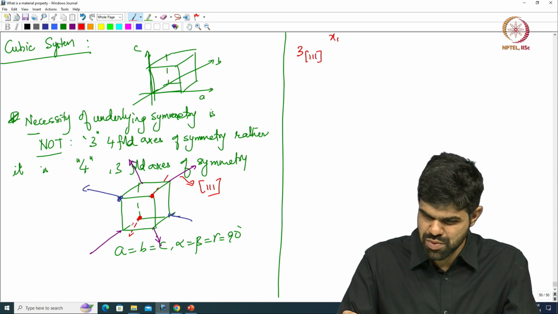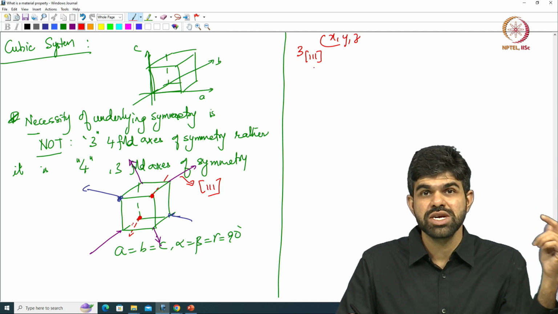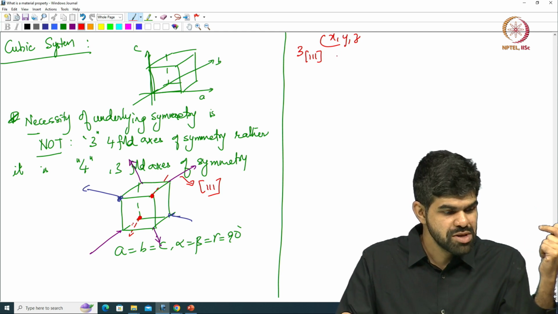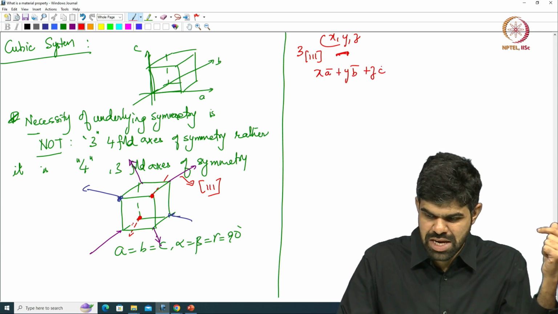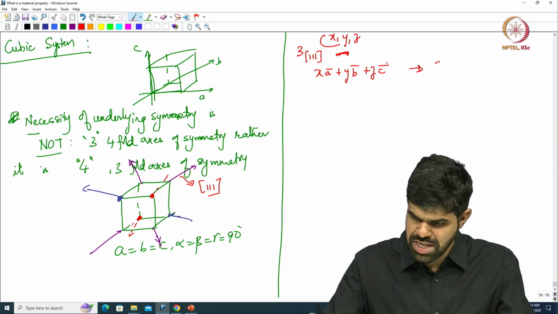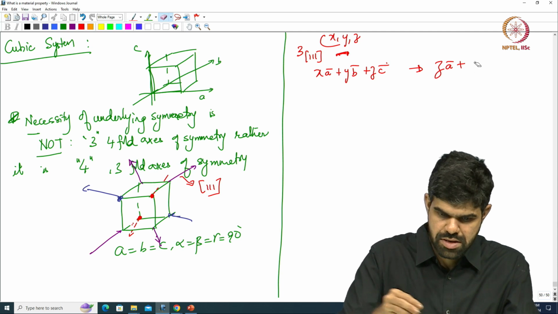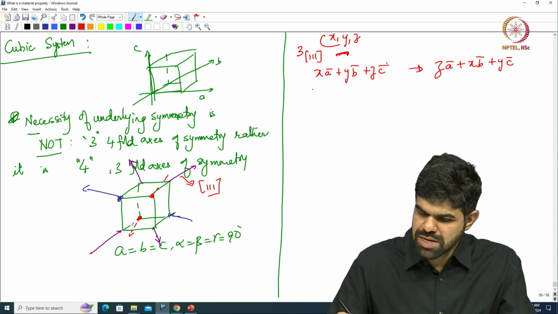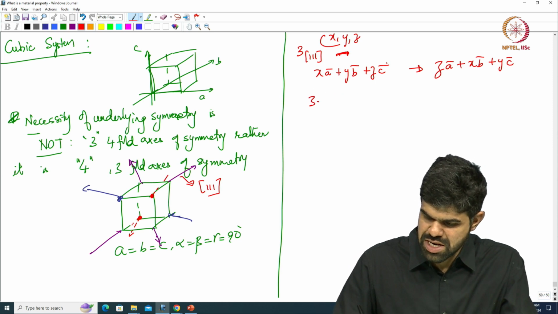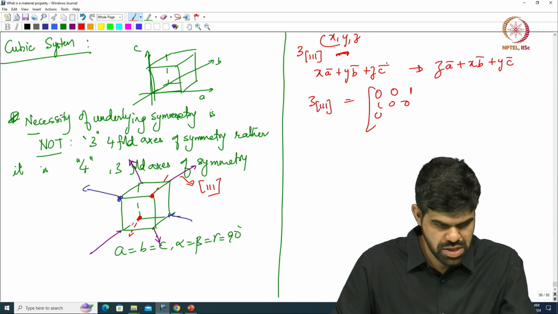So, if I have a vector x y z and I am going to transform it using a 3-fold rotation about the 1 1 1 axis, right. So, x a plus y b plus z c transforms into z a plus x b plus y c, right. So, that is my transformation essentially. So, the matrix of transformation is 0 0 1, 1 0 0, 0 1 0, right.